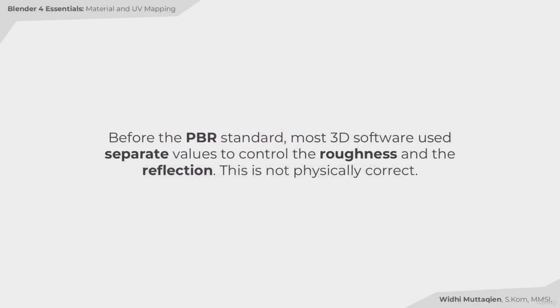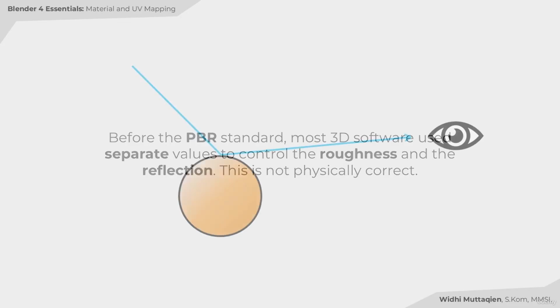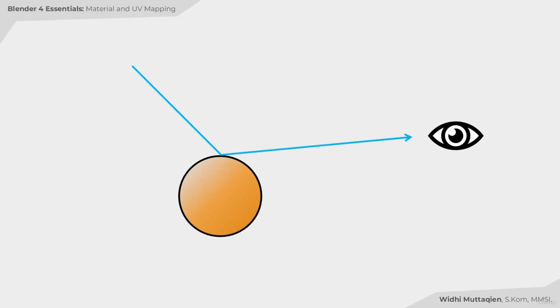Before the PBR standard, most 3D software used separate values to control the roughness and the reflection. This is not physically correct. In the real world, all objects are actually reflective. That is why we can see them. We can see objects because they receive lights and then bounce the lights off to our eyes.